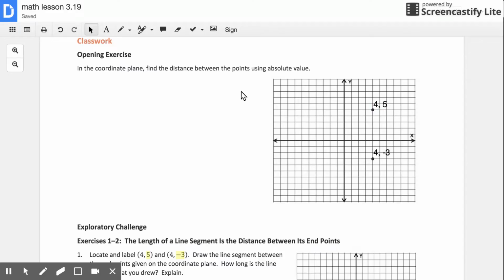So it says to find the distance between the points using absolute value. I'm not going to do that first. I'm going to just count so that I know what the distance is, and then I'm going to use absolute value. So if this one is here, I'm going to count that it's 1, 2, 3 spaces to 0, and then 4, 5, 6, 7, 8 spaces altogether because it's 5 spaces from 0 to the 5. So the distance is going to be 8 units. We're going to check it using absolute value.